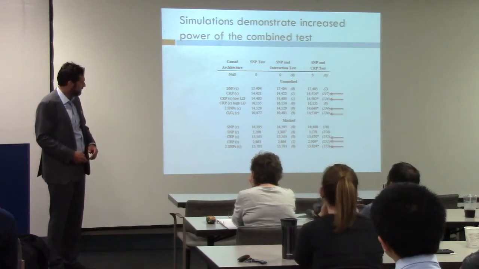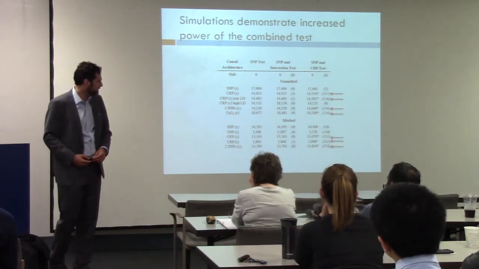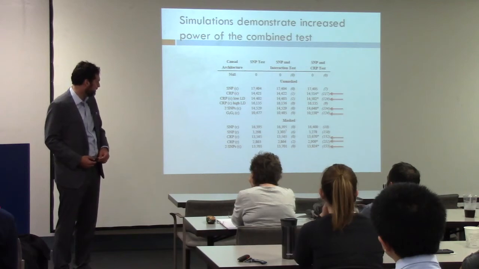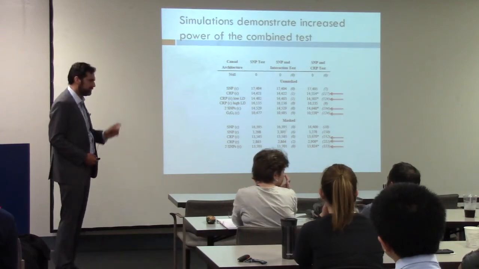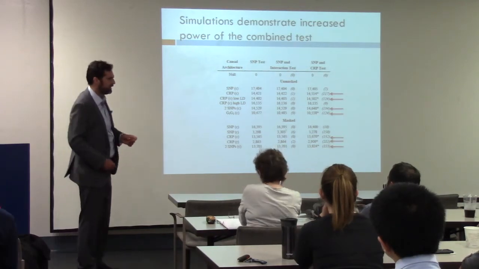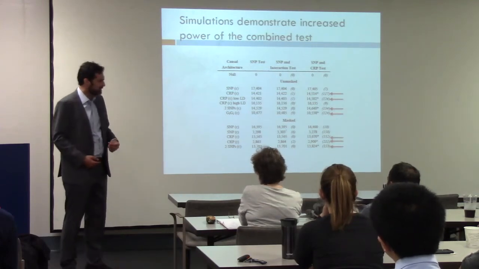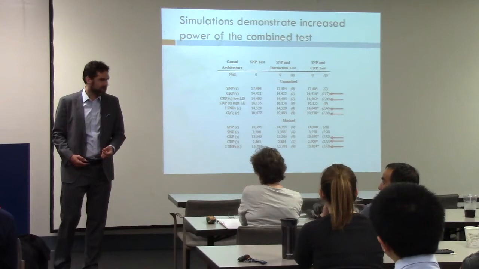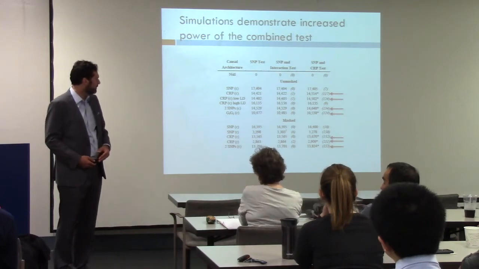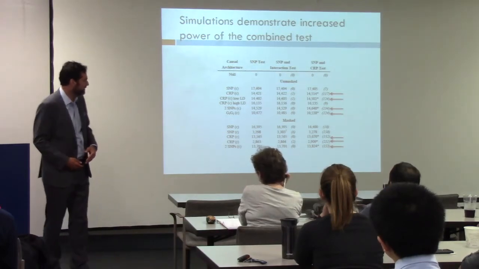When we look at a lot of the other causal architectures that we simulate, the CRP architectures, as well as when we simulate 2 causal independent SNPs and 2 SNPs that have an interaction effect, you can see that our method finds significantly more genes than the SNP test and the SNP and interaction test.